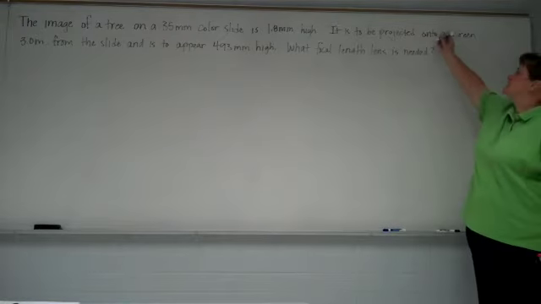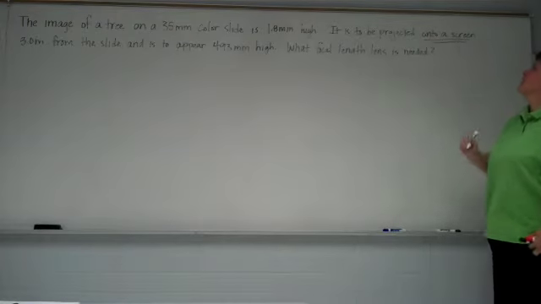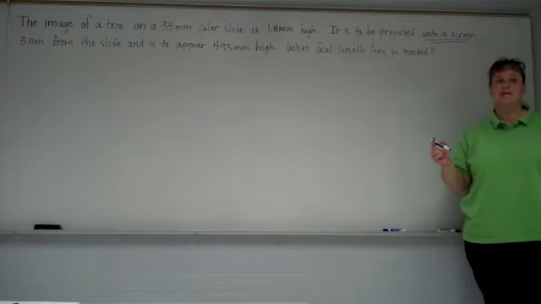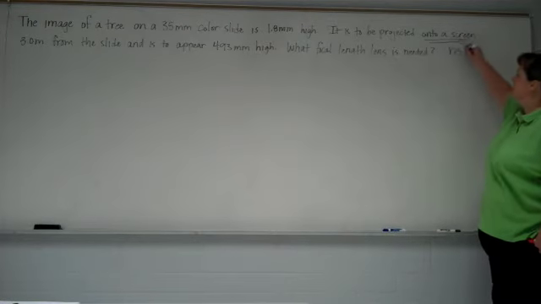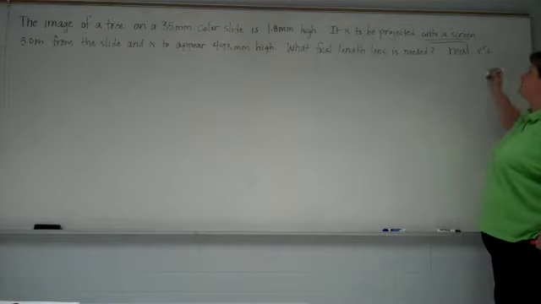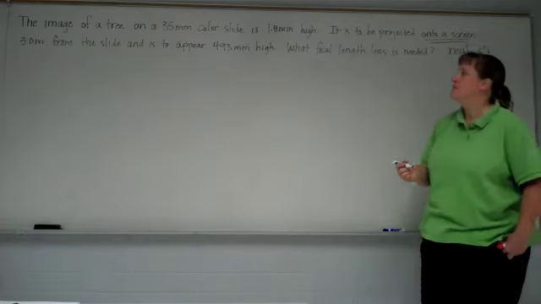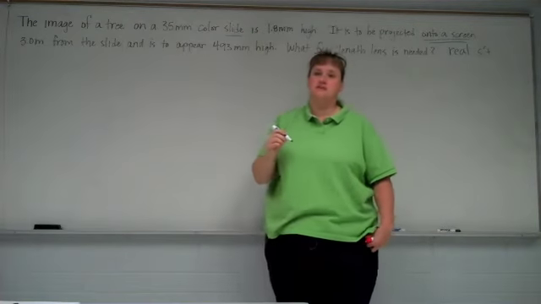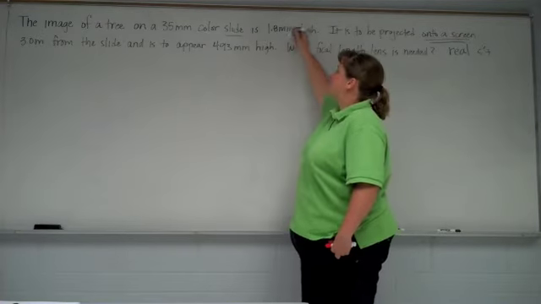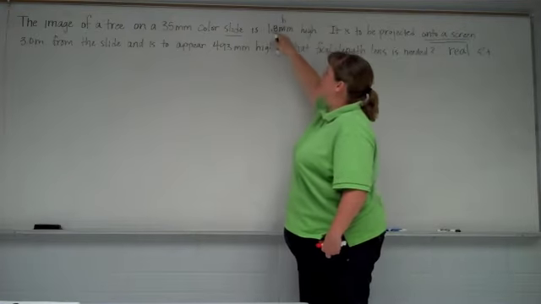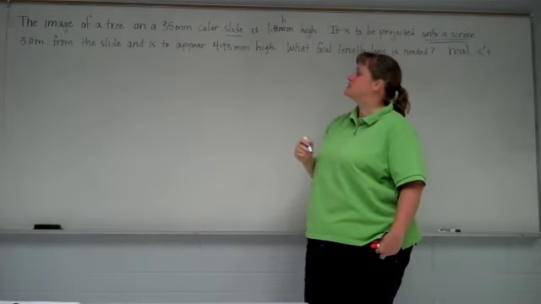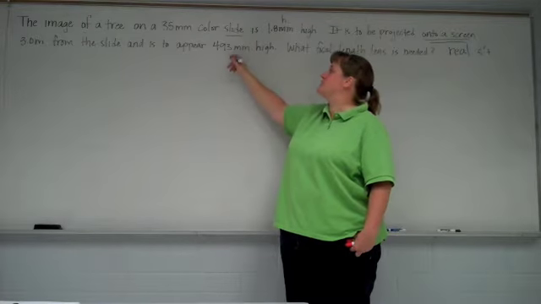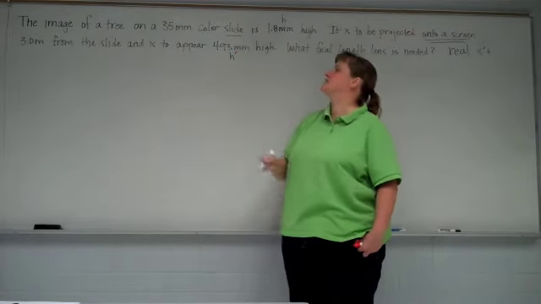So a couple of things. If it's going to be projected onto a screen, what type of image does it need to be? Real. So you should expect a positive S prime value. The slide itself is the object, so this is the height of the object, the 1.5 millimeters. The image we're getting on the screen is 493 millimeters high, so this is the height of the image.